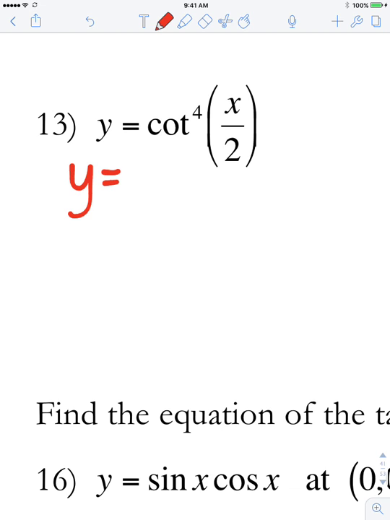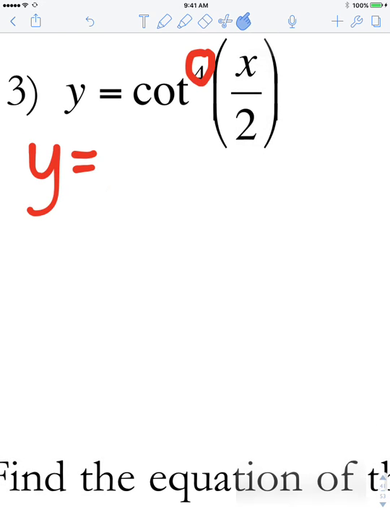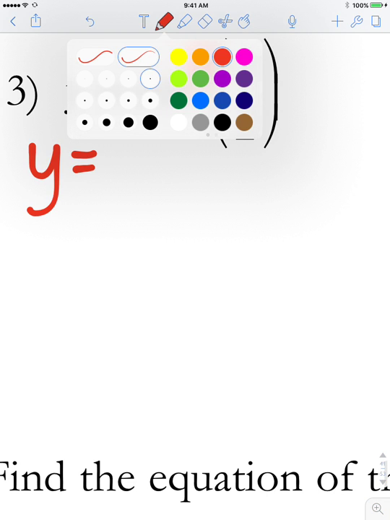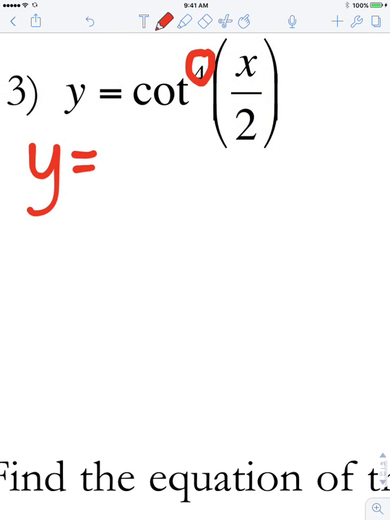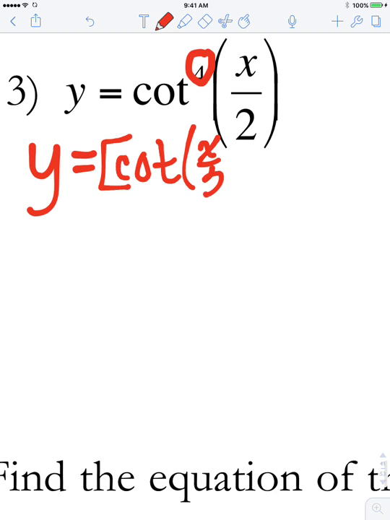So 13, this 4 here is telling me the entire function is being raised to the fourth power. So before I find the derivative, I'm just going to write this in more of a user-friendly term. Give myself a little more room here. This is going to be cotangent of x over 2, or 1/2 x, the whole thing raised to the fourth power. That's really what that's saying.